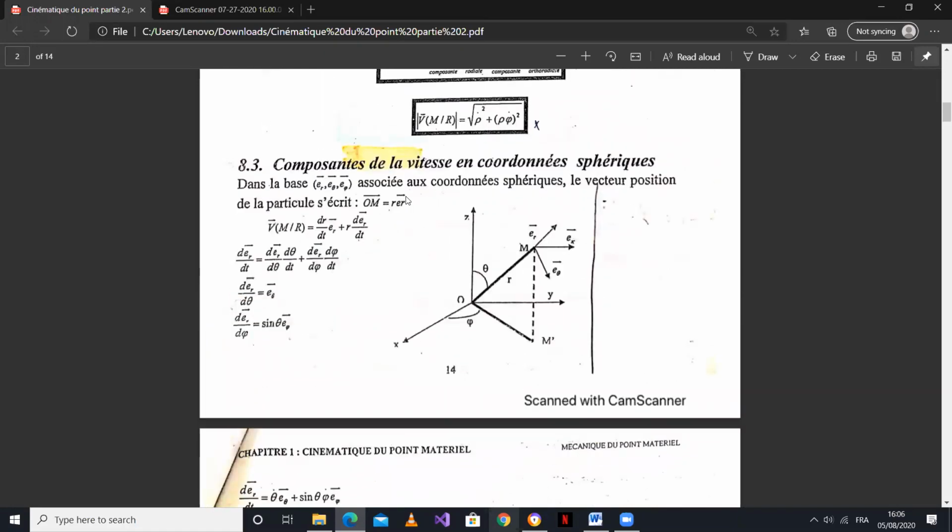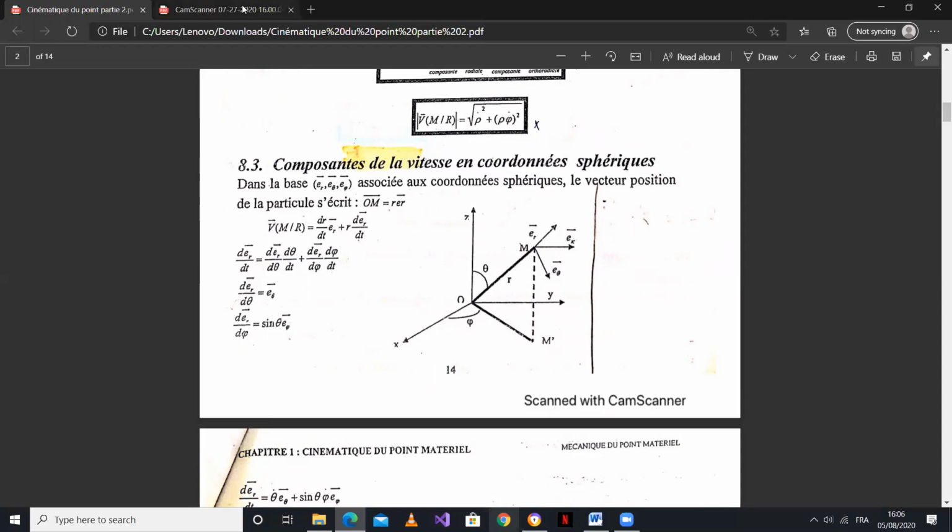So we began with a product rule by deriving R par rapport au temps, suivant ER, plus R, la dérivée de ER par rapport au temps. Give us that. Then dR/dt gives us R point. So this one is not going to give us much of a problem. We can just write R point, ER, and forget about it for now. Then we can work on this part here, dER/dt.